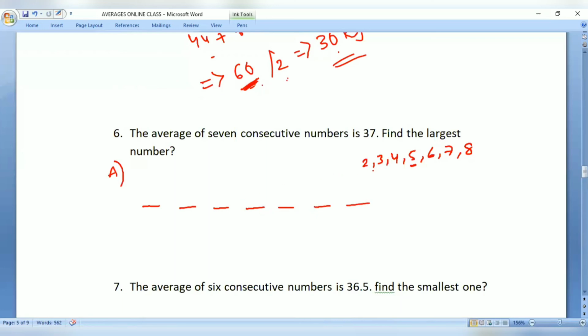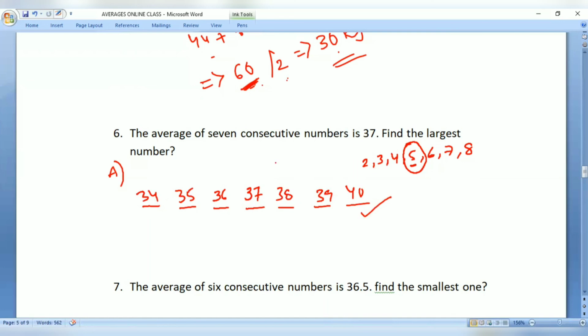How to calculate the average? Instead of calculating total sum divided by total number of values, we said identify the middle term. This will be the average. That is the concept we understood from the previous discussion on consecutive numbers. So here the middle value is 37. What about the previous values? They are consecutive numbers, so 1 less than 37 is 36, 35, 34. And the next values are 38, 39, 40. So what is the answer? Find the largest one. The answer is 40.